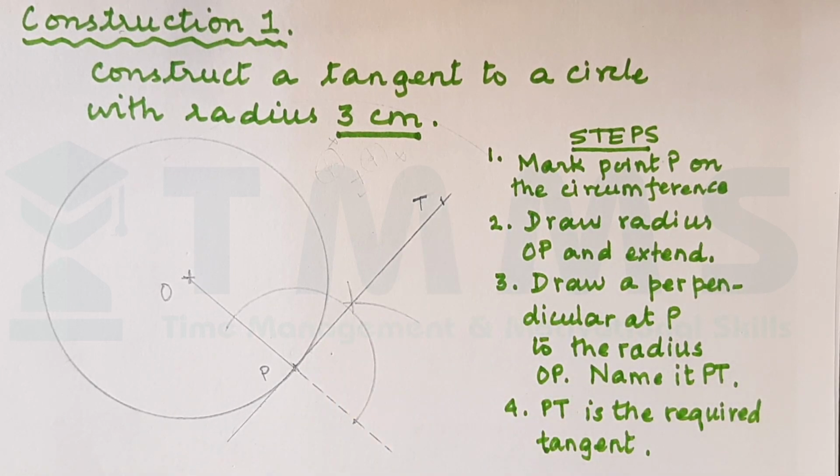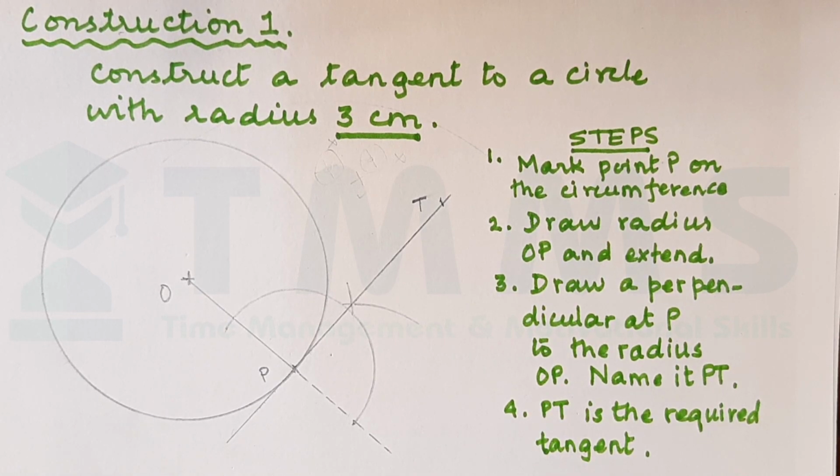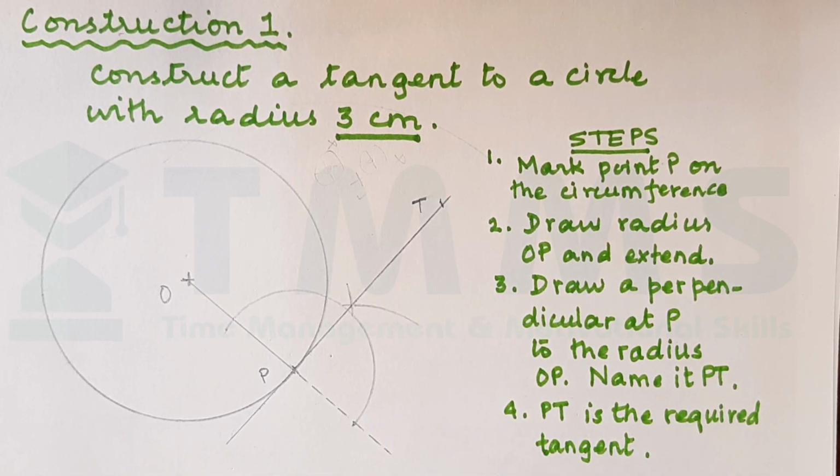We have named it as PT, and PT is the required tangent. Did we understand how easy it is to draw the tangent to the circle? Now let us take another construction.